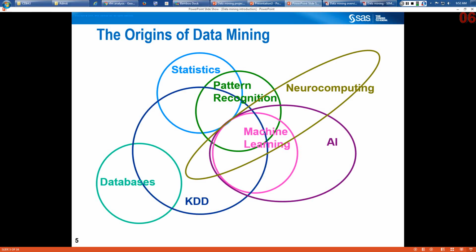Then you have something called knowledge-driven decision making, which kind of taps into all these, and so databases, statistics, and so on. And within knowledge-driven decision making is what we have data mining. So data mining, as you can tell, it's got techniques from various fields, and so we get to use all that.